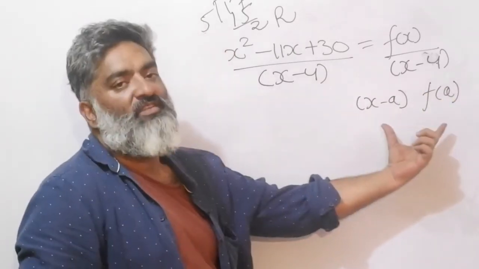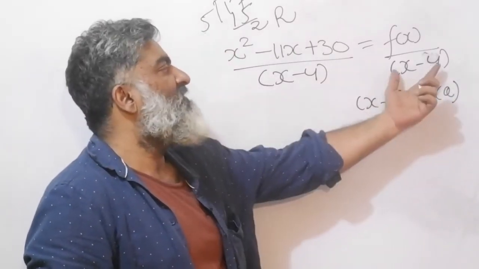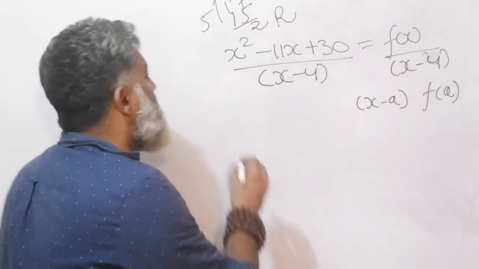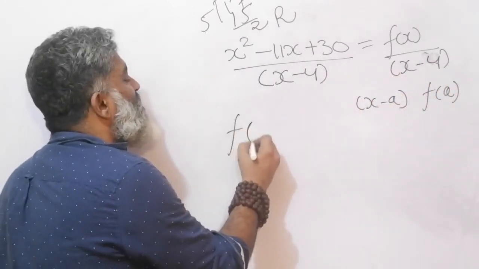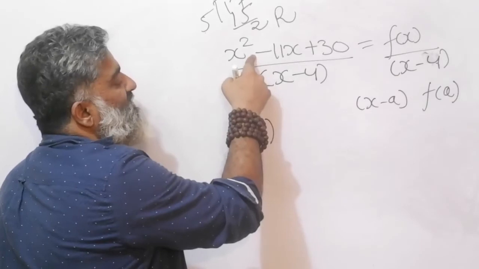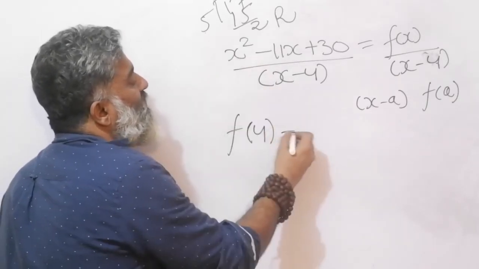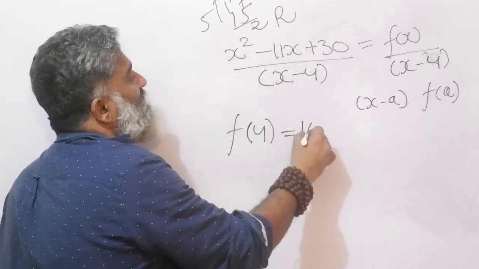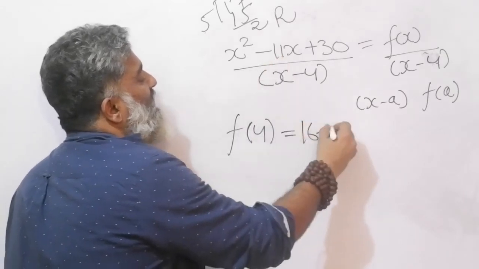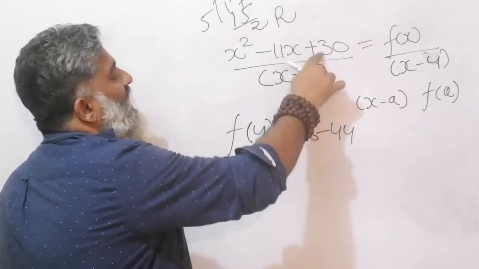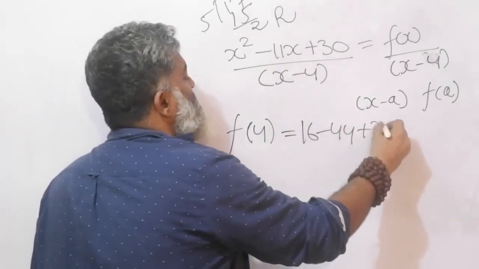The general form of the factor theorem. Same thing, I have x minus 4. Let me try out what will be the value of f of 4 for this expression. So if I put f of 4, what will I get? I will get a 16. I put f of 4, what will I get? A minus 44. And I have a simple plus 30 constant there.